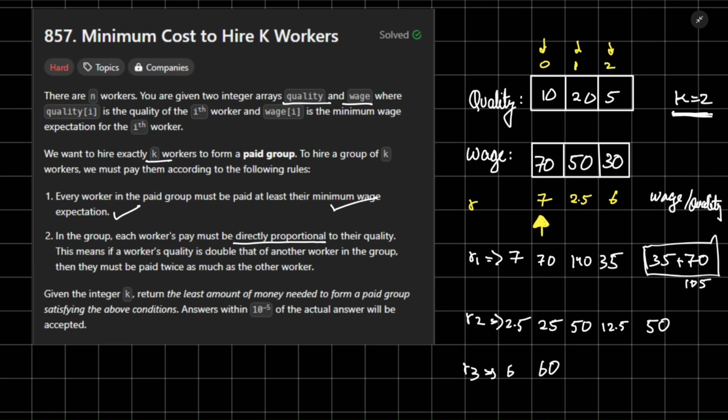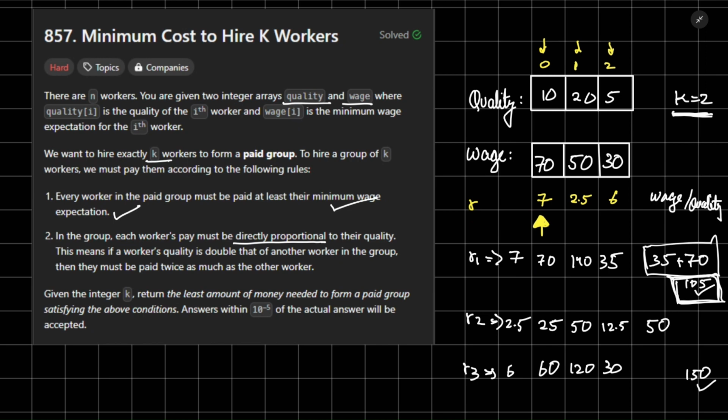Now let's take different workers. For 20, the first index, it would be 120, and for 5, it will be 30. And this will give us 150. Now you have this as a valid price and valid for selecting 2 workers. So what you found is that this is the minimum price that you have to pay to hire 2 workers.